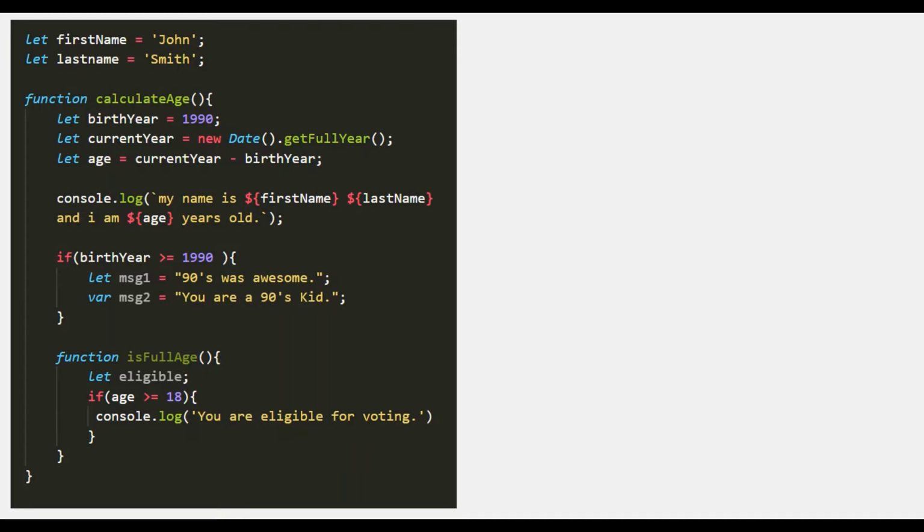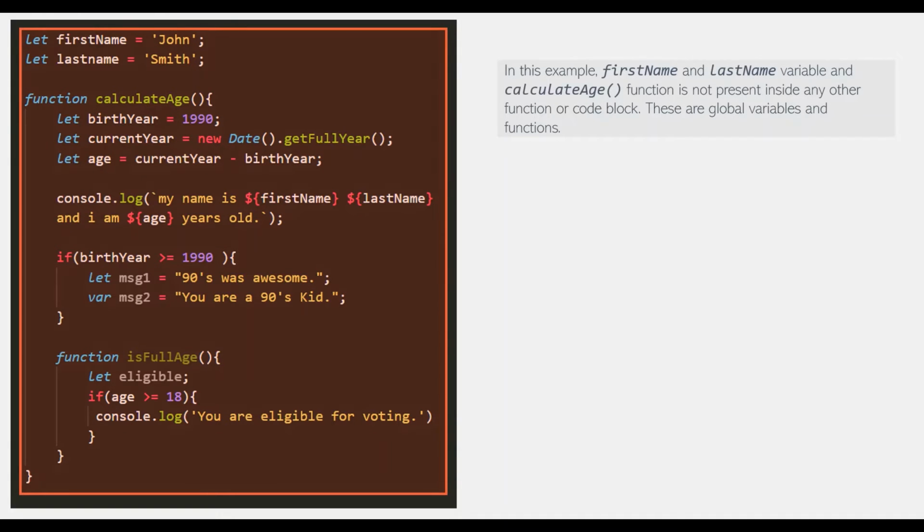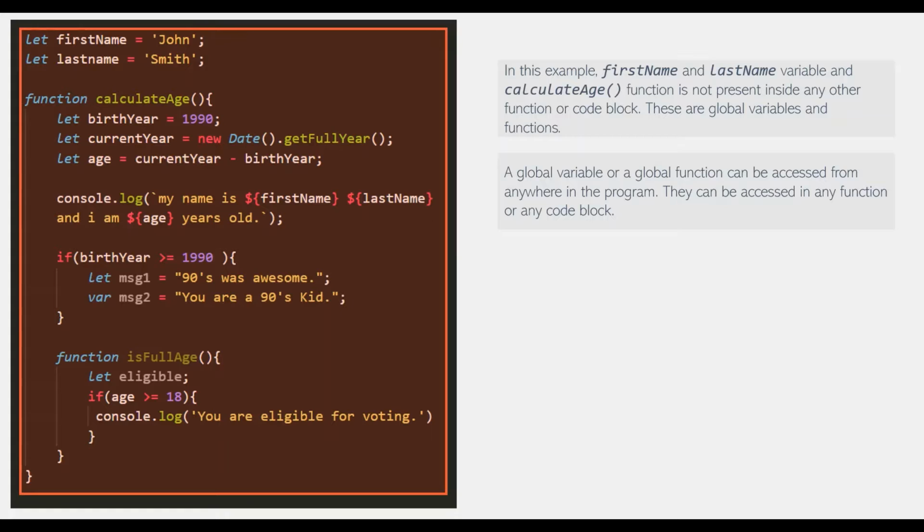Now, in this example, the first name and last name variables and the calculate age function are not present inside any other function or code block. So these are global variables and functions. These global variables and global functions are accessible from anywhere in the program. That means they can be used in all functions and all blocks.